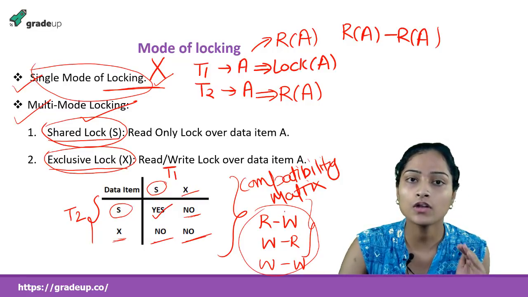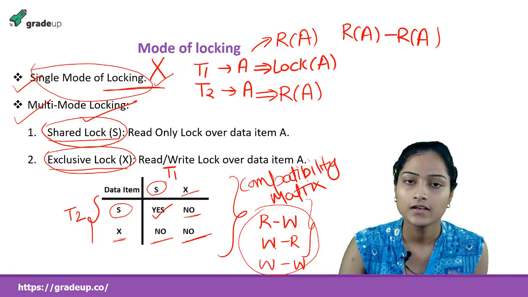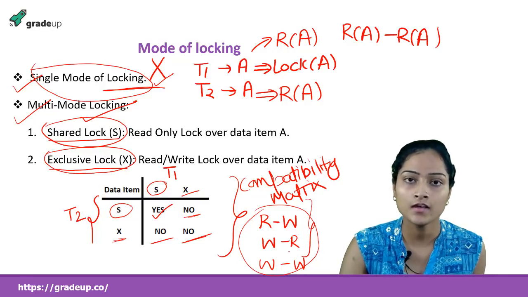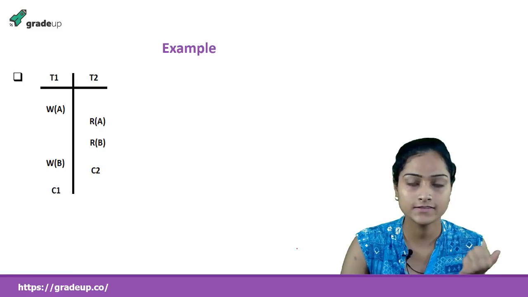That is, we are not allowing now to execute any of these conflict pairs in our schedule. This is how multi-mode locking works. Let us see an example of how we are going to use locking in our system.